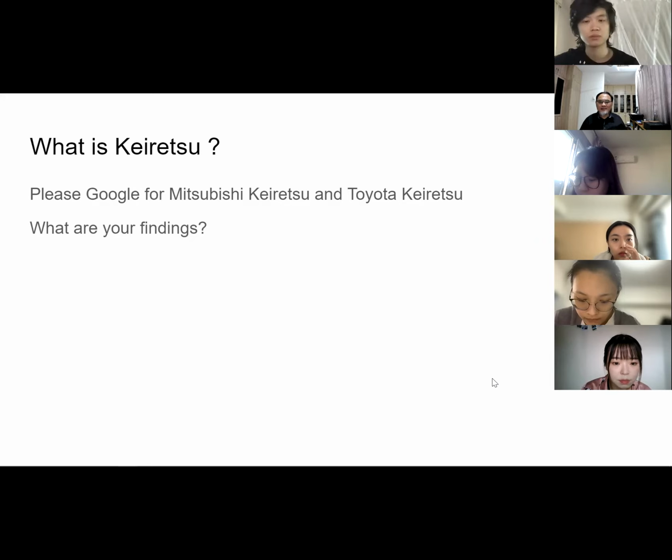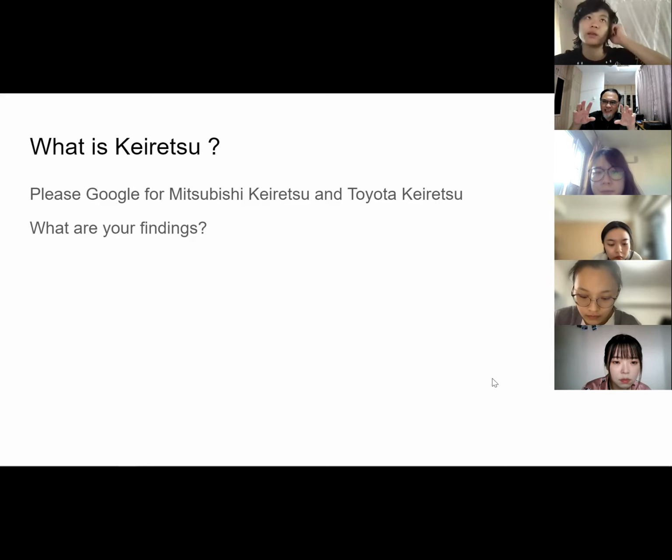Look for images and diagrams. Okay, don't look for words. Look for images and diagrams showing the Keiretsu.